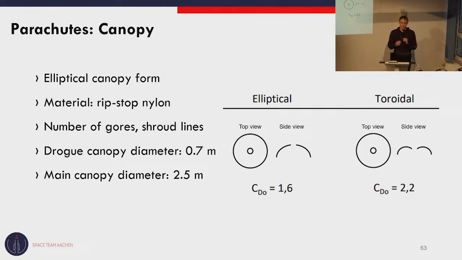Our drogue parachute is 0.7 meters in diameter, and our main parachute will be 2.5 meters in diameter.